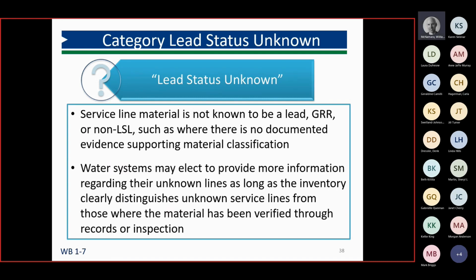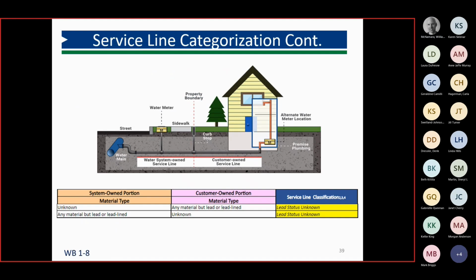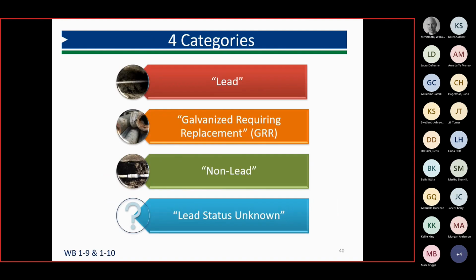Now, water systems may elect to provide more information regarding their unknown lines, as long as the inventory clearly distinguishes unknown service lines from those where material has been verified through record or inspection. So this is what the unknown chart looks like. Again, if either side is made of an unknown material, it makes the whole line unknown until they figure that out. So these are the 4 categories again.